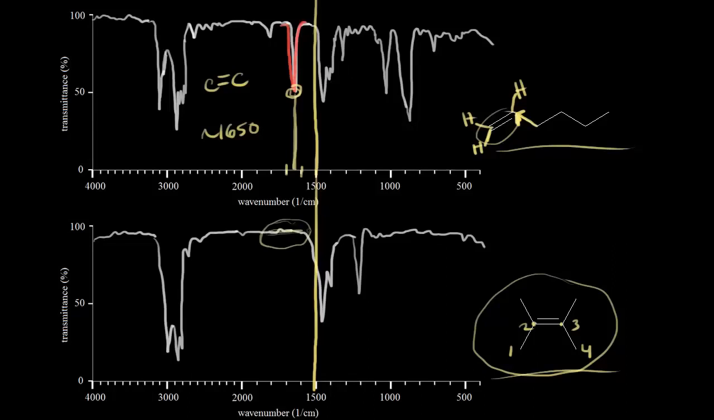And so this is important to think about. If you have something that's symmetrical, you could be talking about an alkyne too, you're not going to see a signal on your IR spectrum. So that's something to think about.